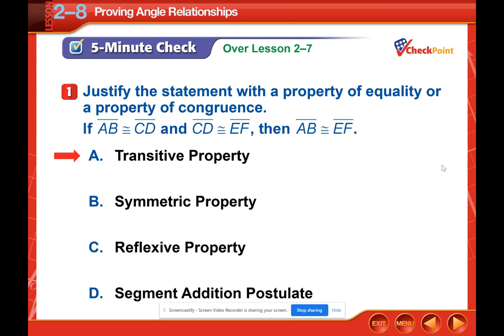Justify the statement with a property of equality or a property of congruence. Well, we have segment AB congruent to segment CD and segment CD congruent to EF. That's our hypothesis. And we need to justify the conclusion that AB is congruent to EF. The thing that justifies this is the transitive property. We transition from AB to EF because both of them are equal to segment CD.